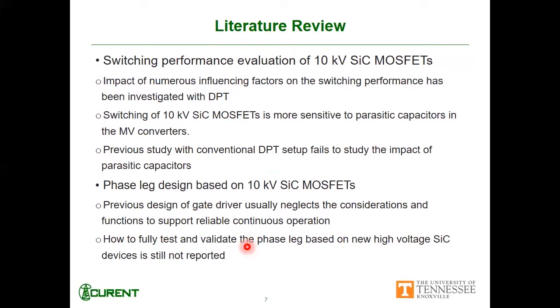So to study these parasitic capacitors in the converter, we really need a phase leg that's capable of continuous operation as part of the converter. Previous literature also talked about how to design the phase leg with continuous operation capability based on 10 kV silicon carbide MOSFETs. And the gate driver is the key part, but usually they neglect the considerations for enabling reliable continuous operation, and how to fully test and validate the phase leg at rated voltage is still challenging and has not been investigated fully.